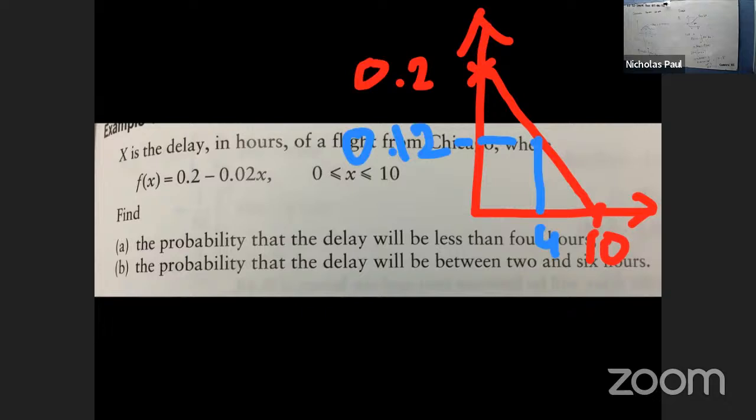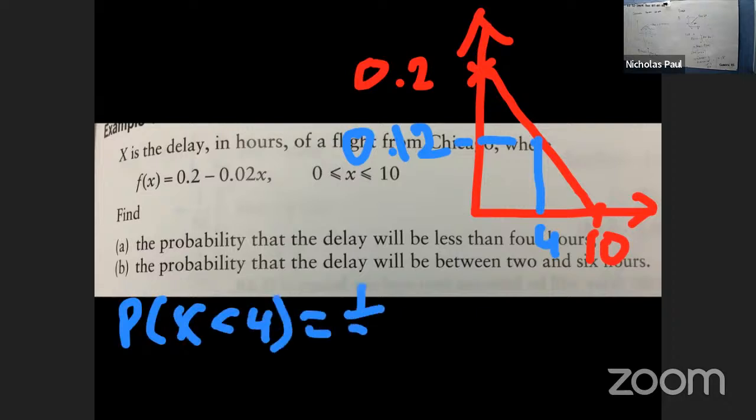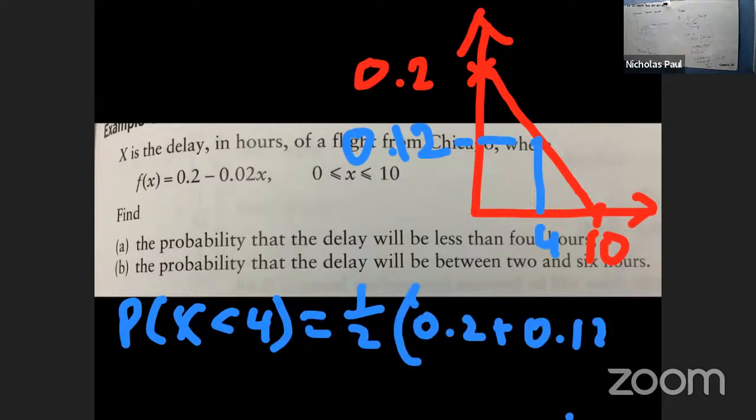Right, so the probability of x less than 4 will be half the sum of the parallel sides, which is 0.2 plus 0.12, times the height, which is 4. Right, so I got 0.32 times 2, which is 0.64. So the probability is 0.64. Okay. If you integrate it, you won't get it wrong.